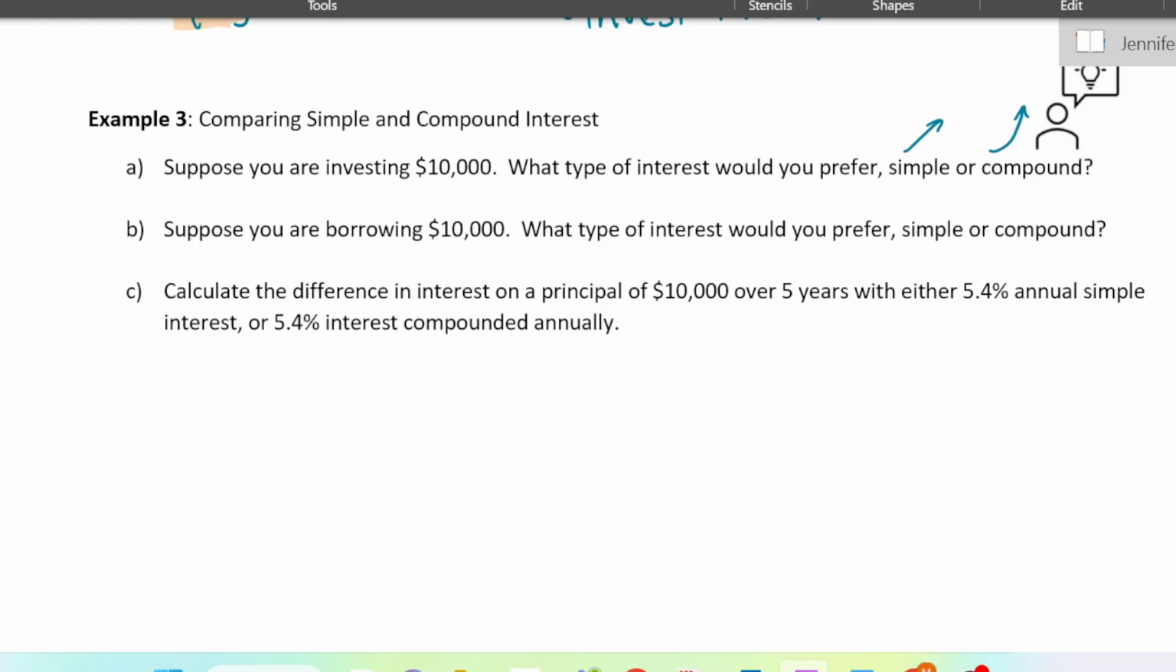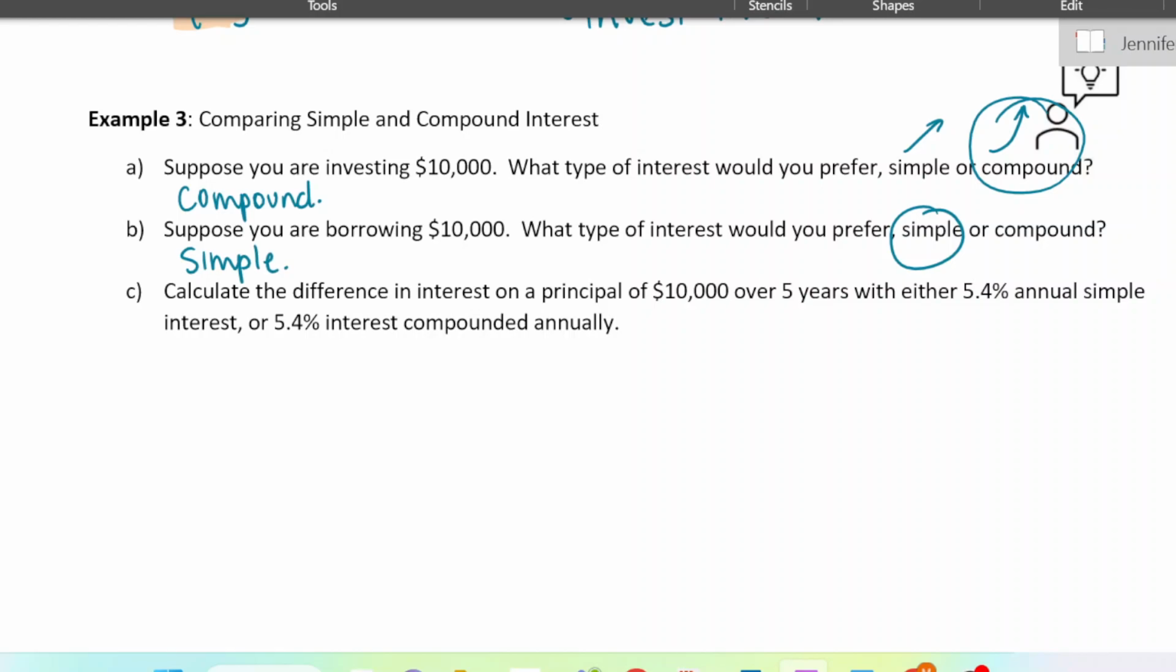So if I'm investing money, I want more interest. Interest is good. It's going to make my bank account grow. So I want compound interest. I want my money to grow faster. If I am borrowing money, I do not want to pay interest. Paying interest is a cost for me. That makes it more expensive for the loan. So I want simple interest.